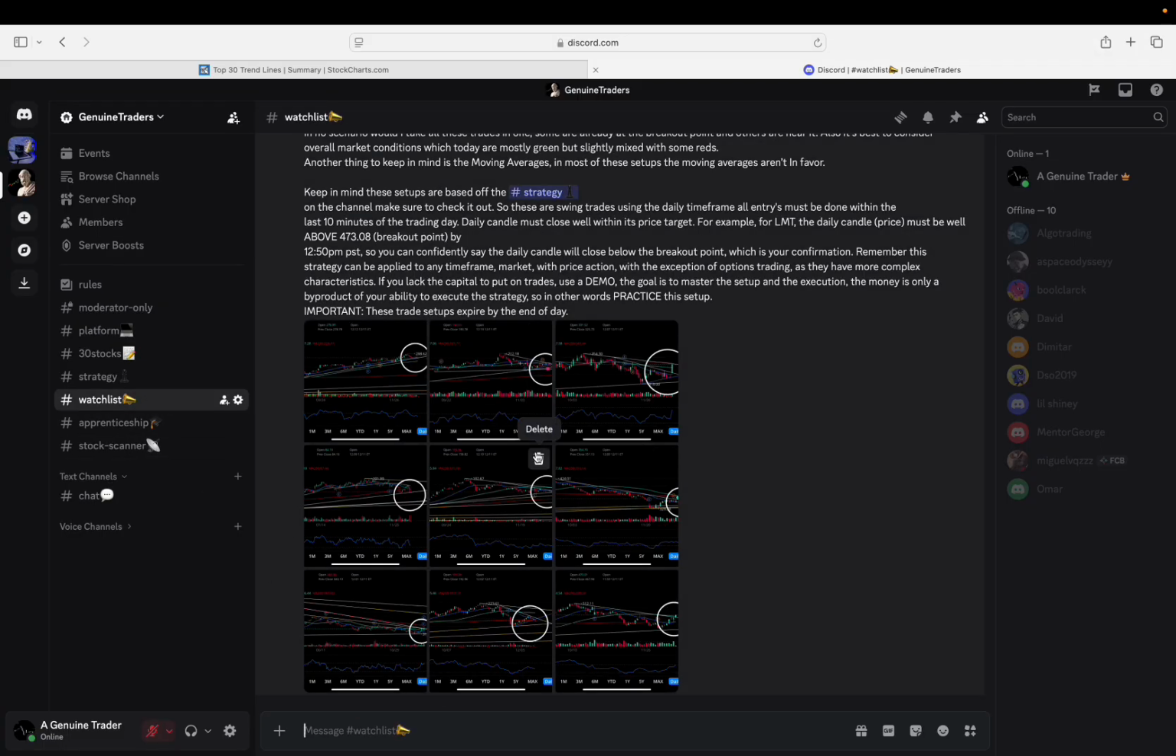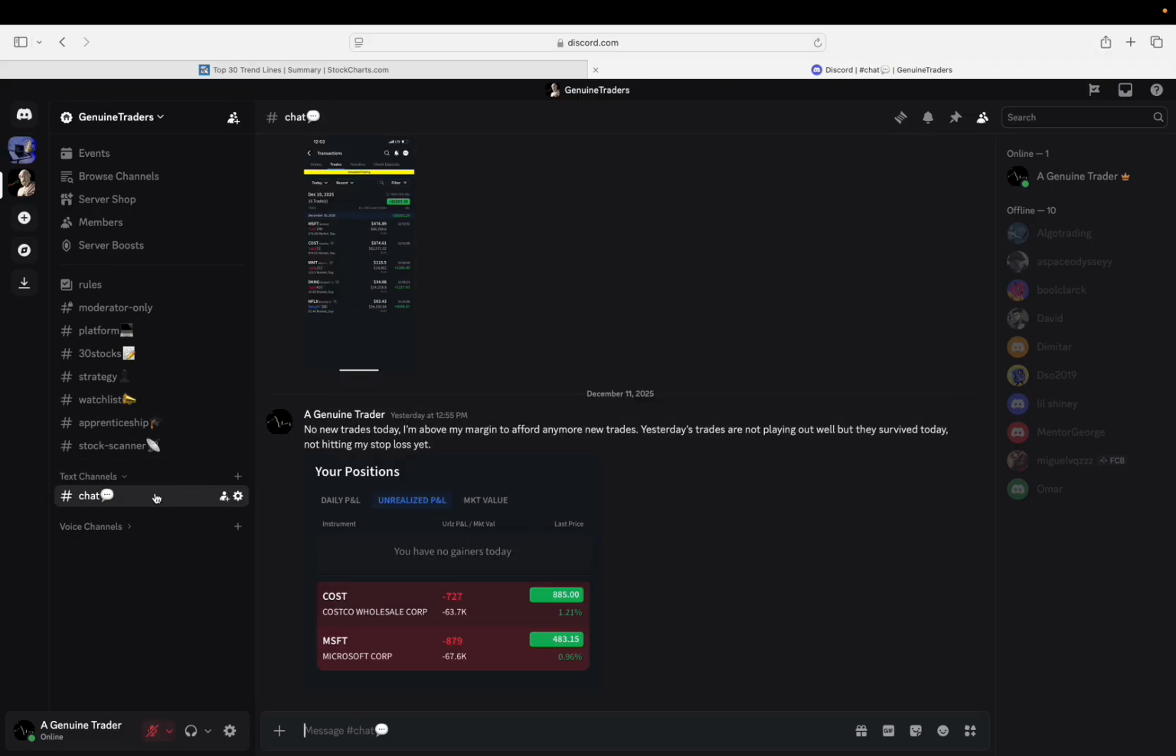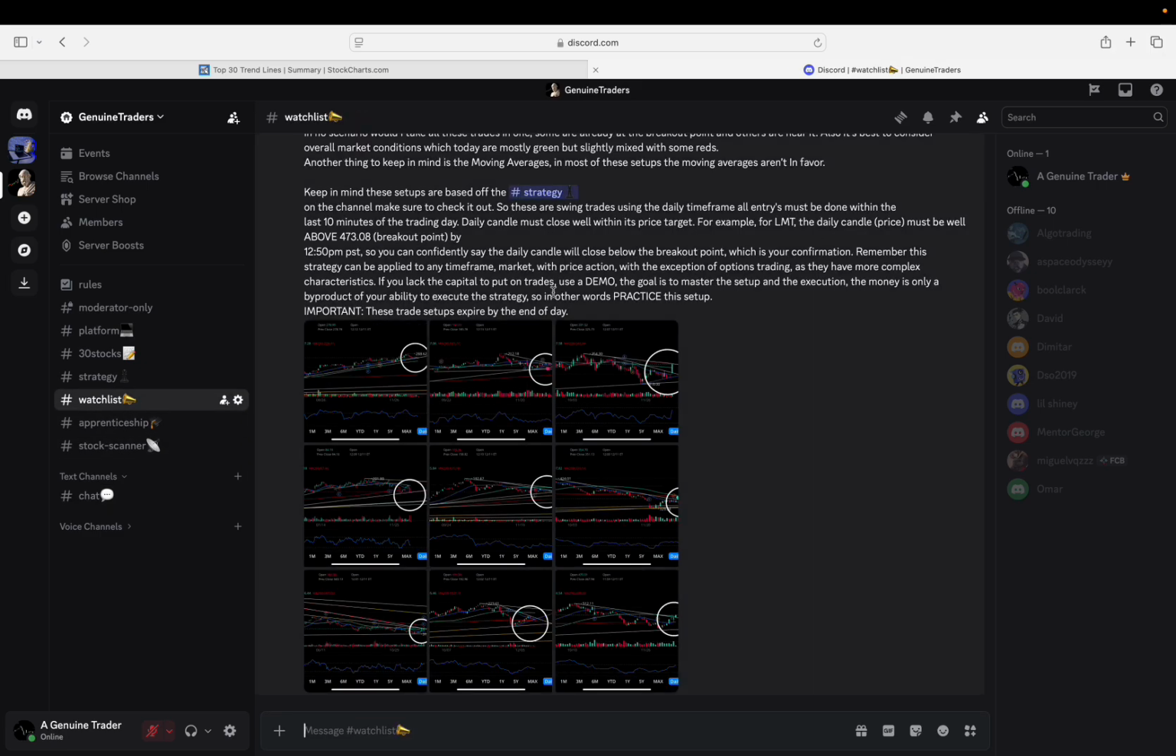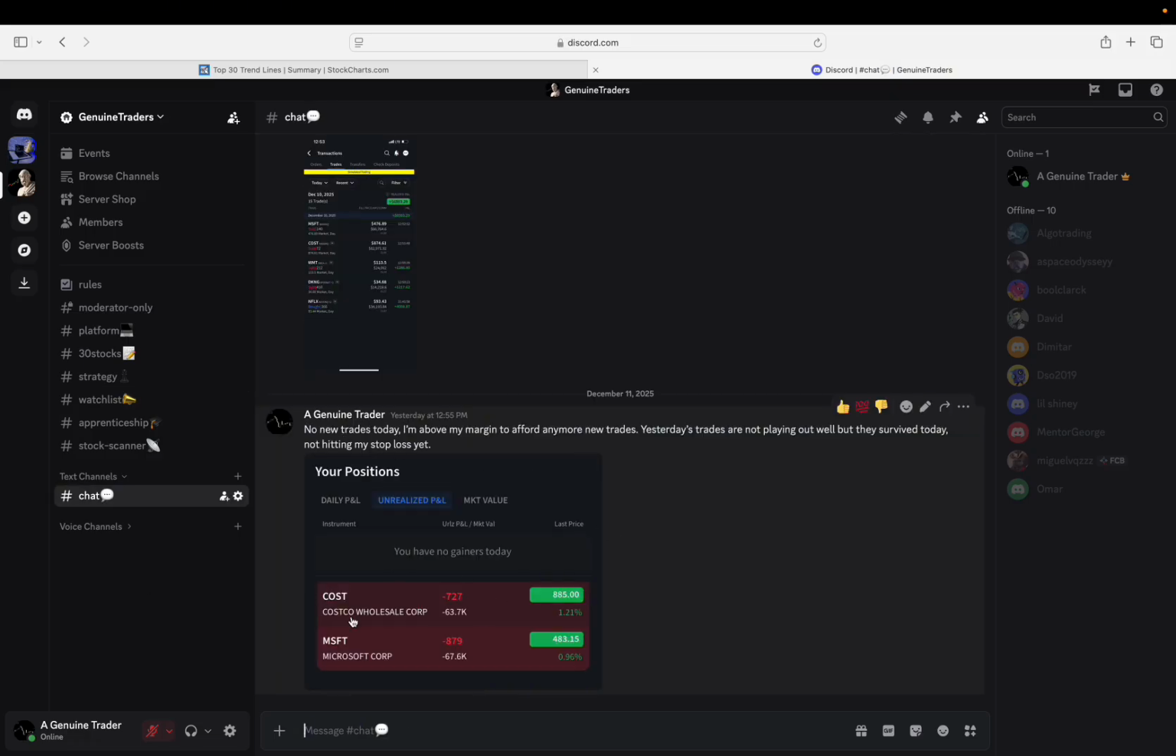So 6 of these 9 trades actually played out properly and are still doing good today, because that was yesterday's watch list. Again, I'm going to send out a watch list pretty soon for you guys, but this was yesterday's. 6 out of the 9 stocks did pretty good today, but unfortunately I couldn't participate in them. Why? Because I didn't have enough margin to cover that.